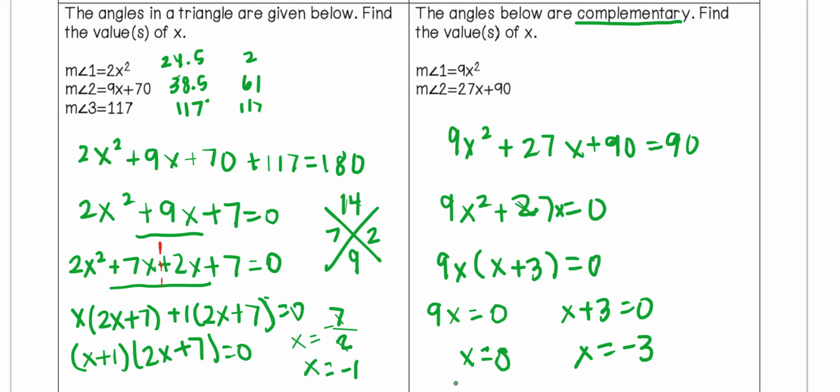Now when we plug this back into our diagram, if we plug in 0 for x, that means that this angle is 0 and this angle is 90. And while 0 and 90 do add up to 90 degrees, it's not two different angles because an angle of 0 wouldn't exist. So that one's not going to make sense for what we're talking about. When we plug in the value of -3, we end up with 81 degrees and 9 degrees. Those could be the measures of two angles that are complementary. They add to 90 and they are both positive. So that one works for our geometric application.